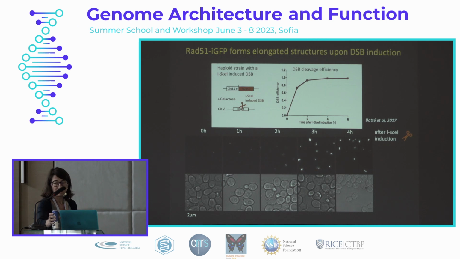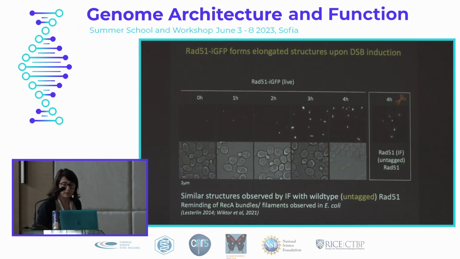Importantly, we checked whether these structures were also occurring in an untagged strain, using an antibody against RAD51 for immunofluorescence, and you can see that we also observed these long filaments in the untagged strain. This really reminds me of what people have observed in bacteria looking at RecA fused to GFP, forming so-called bundles or filaments. But in their case, it was not clear whether it was DNA-associated or not. I mean, it's a different story, but it resembles.